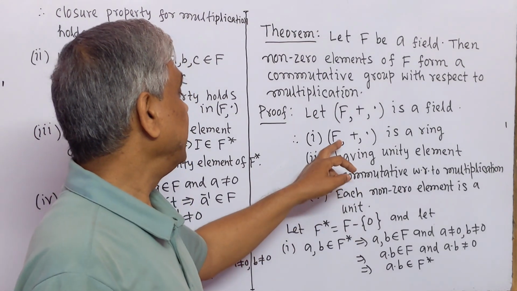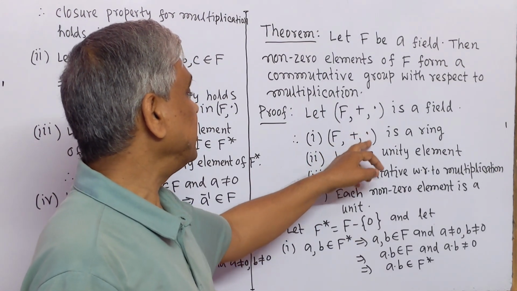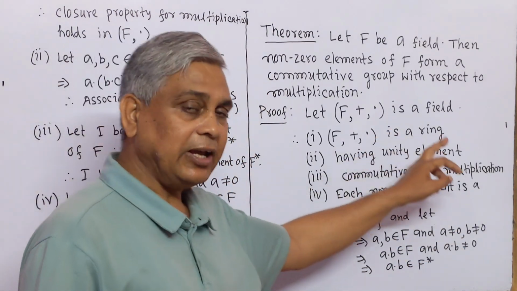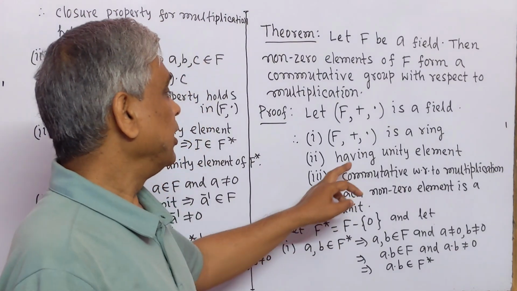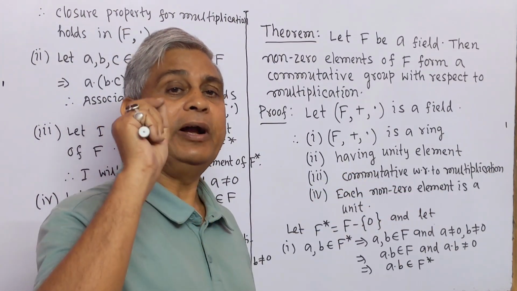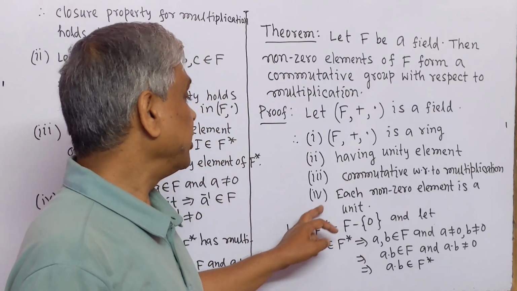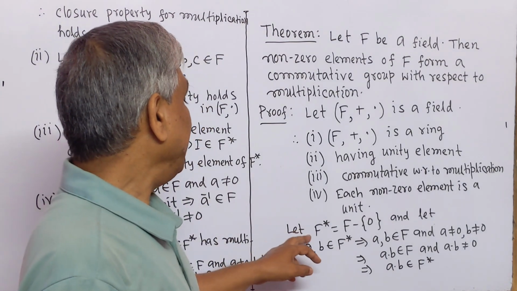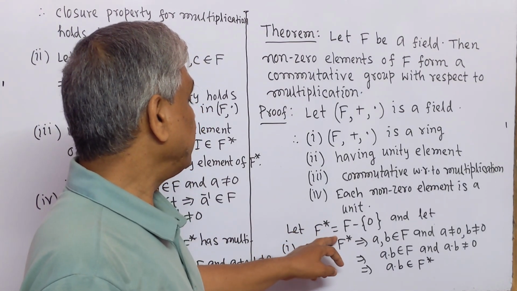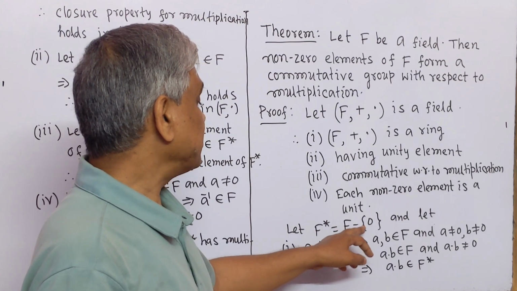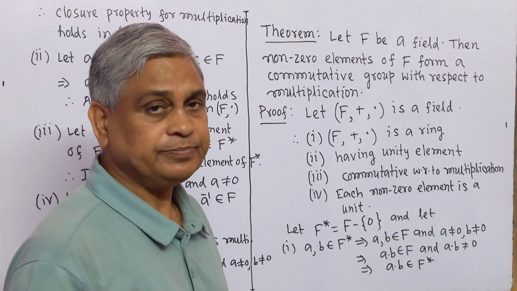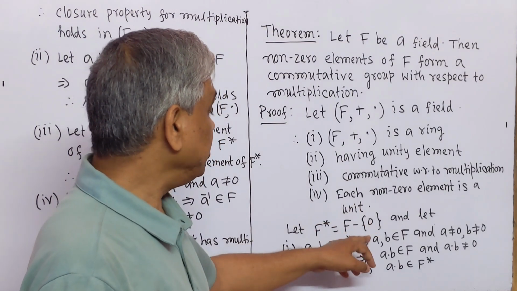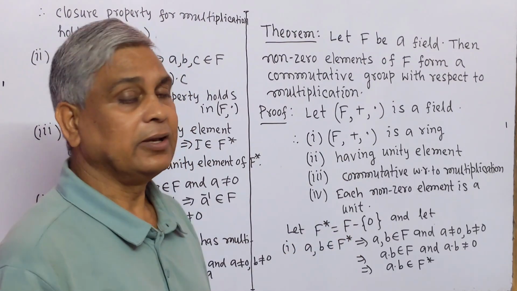Therefore, number 1, F with binary composition, addition and multiplication is a ring. Number 2, having unity element. Number 3, commutative with respect to multiplication. Number 4, each non-zero element is a unit. Let F star equal to F minus a set containing only zero element. That means F star contains all non-zero elements of field F.